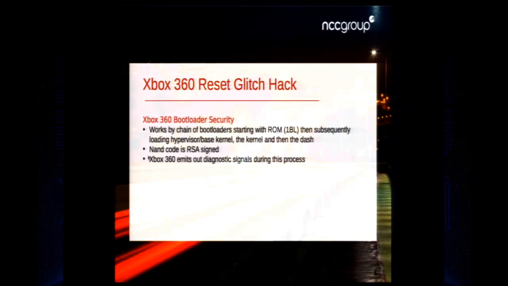Before we can go any further, I have to talk a bit more about the Xbox 360's bootloader security. This works by having a chain of bootloaders, which, starting with ROM, loads in a chain of self-verifying bootloaders in NAND. Without really going into too much detail, this code is RSA signed, and we also have information being leaked out by the Xbox itself.